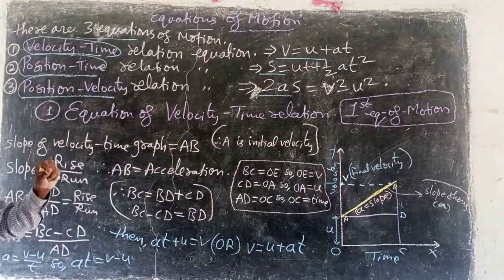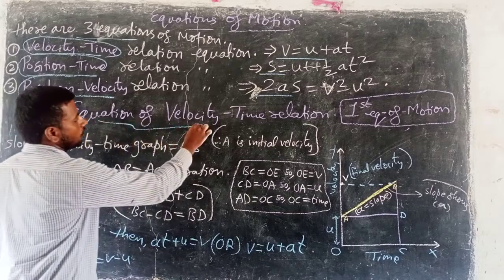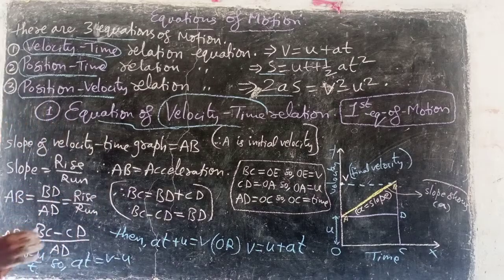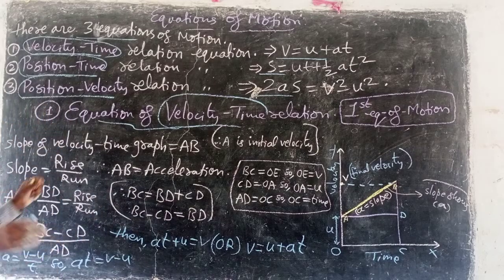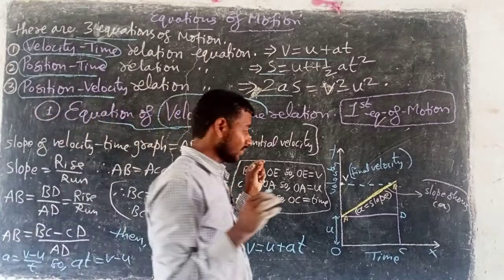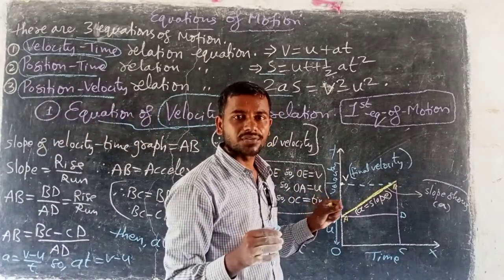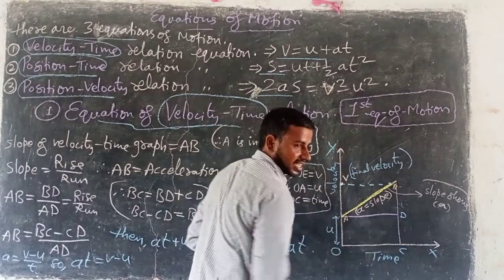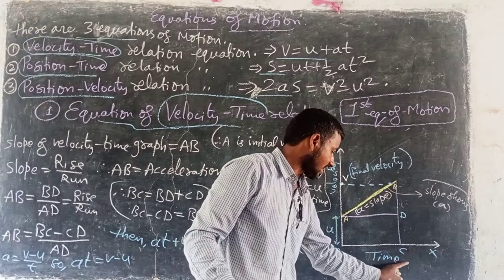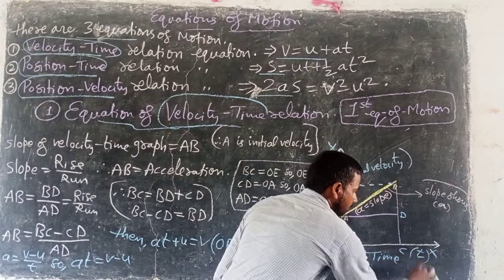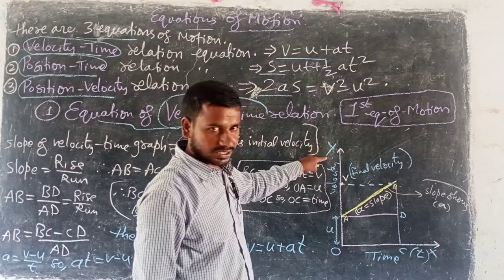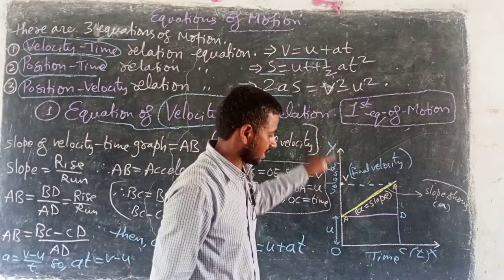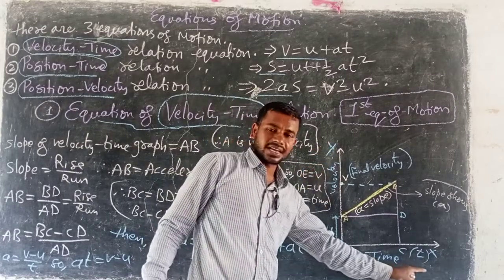Now we are going to target the first equation, the velocity-time relation equation. First of all, take a graph correctly, and the assumptions are very important here. This is the y-axis, that is the x-axis. On the x-axis I take time t, and on the y-axis I take velocity, because this is the velocity-time relation equation.